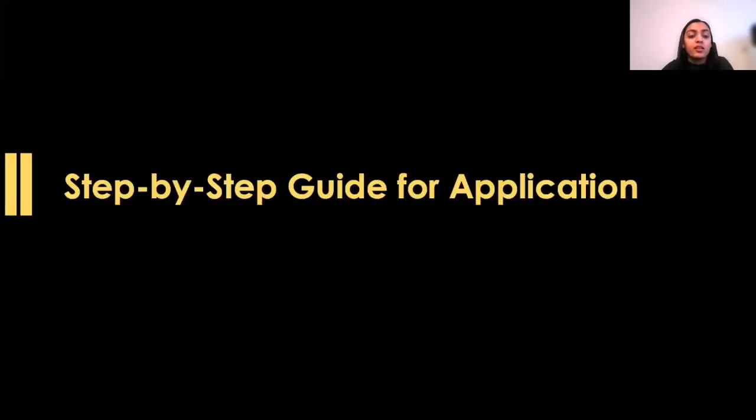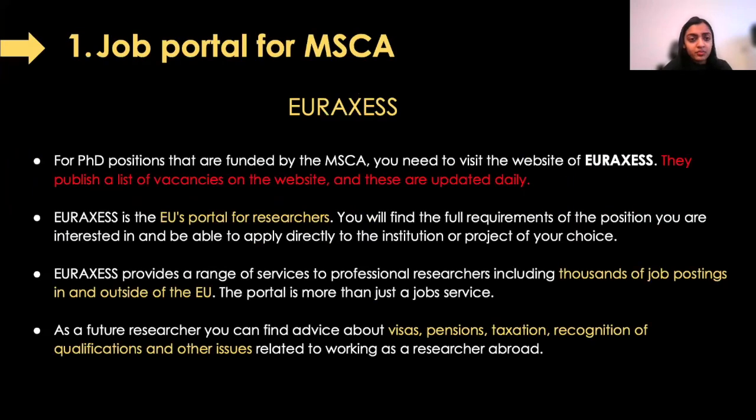Now I will show you a step-by-step guide on how the application for a PhD is done. The first step is where to find the vacancies for MSCA projects. The important site for MSCA project publication is EduAccess. You have to go to the EduAccess website to find the job vacancies or the PhD vacancies for the Marie Curie funded programs. They publish a list of vacancies on their website and it is updated regularly. You will have to check every day whether there are vacancies related to your field being published.